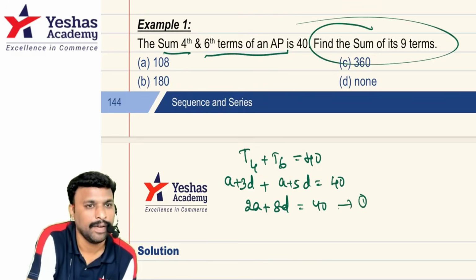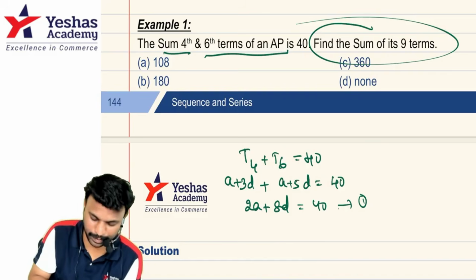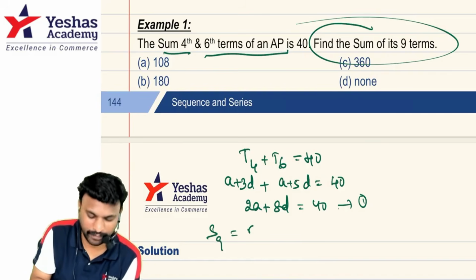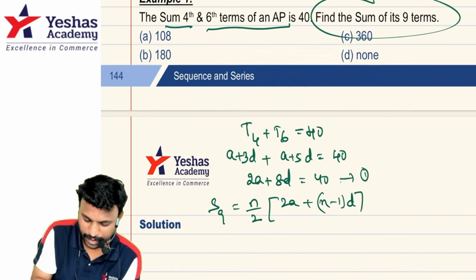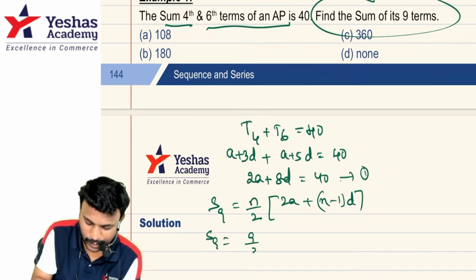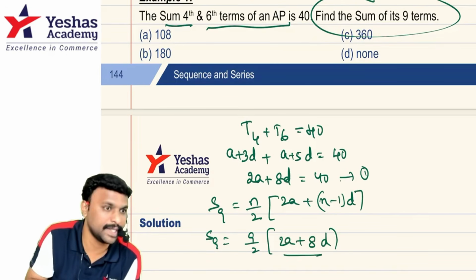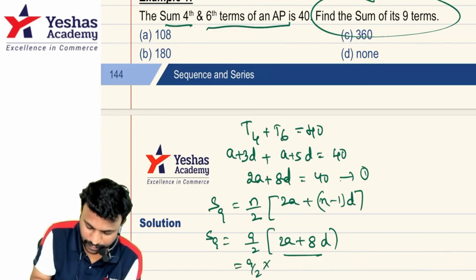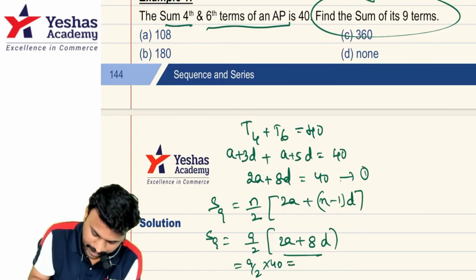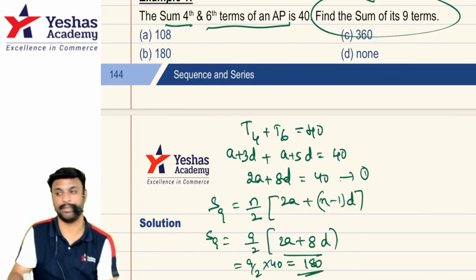What is asked? Find the sum of 9 terms. S9 is asked. Which formula am I supposed to use? N by 2 into 2A plus N minus 1 into D. What is S9? 9 by 2 into 2A plus 9 minus 1, which is 8D. What is 2A plus 8D? So 9 by 2 into 40, the answer is 180. Clear?